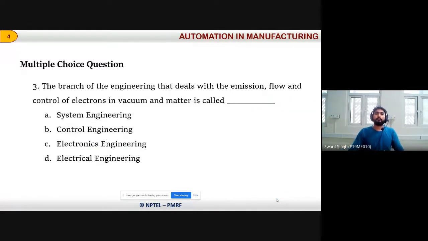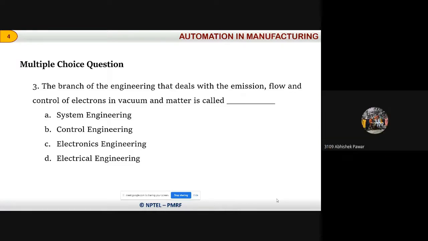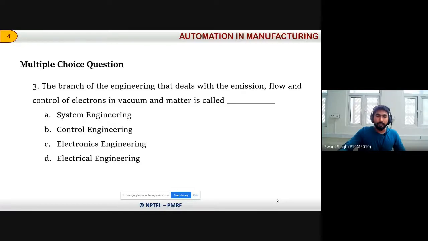So the third question is on the screen now. I hope this slide is now changing. The third question is: the branch of engineering that deals with the emission, flow, and control of the electrons in vacuum and matter is called. The options are system engineering, control engineering, electronics engineering, and electrical engineering. This is a very basic definition. Anyone want to answer this question? Electronics engineering. Yes, the answer is electronics engineering.